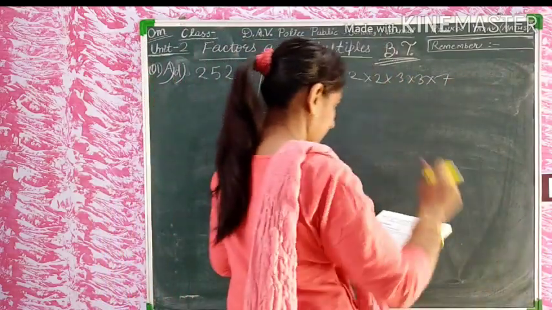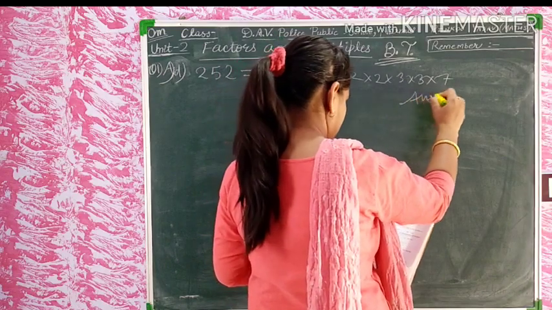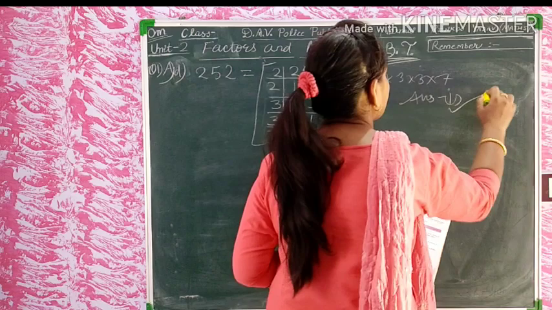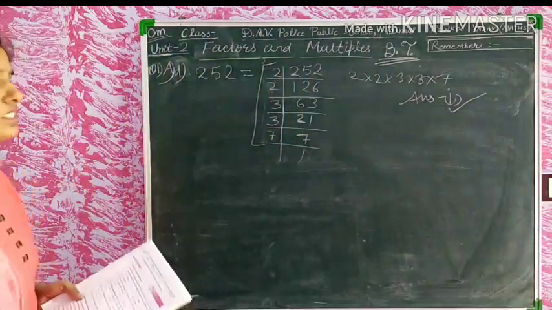So the answer is 2 into 2 into 3 into 3 into 7, that is 1. Is this clear, students? Its answer is 1.